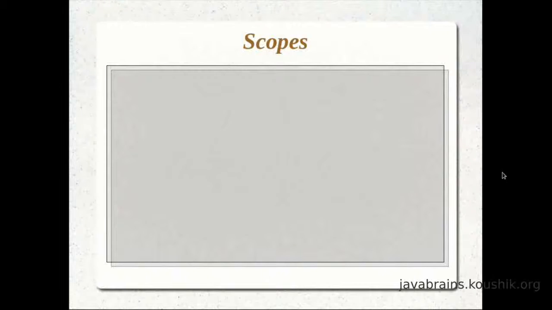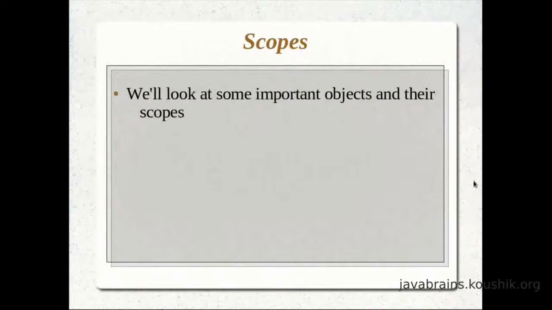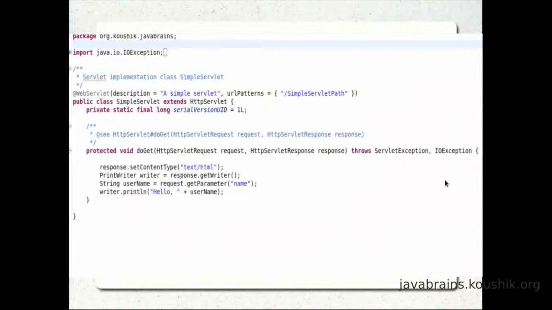In this tutorial, we're going to talk about scopes. We'll look at some of the important objects that we have used in our servlet example, and we'll try to understand the scopes of those objects. Now, here's a snippet of our servlet that we wrote in our earlier tutorials.